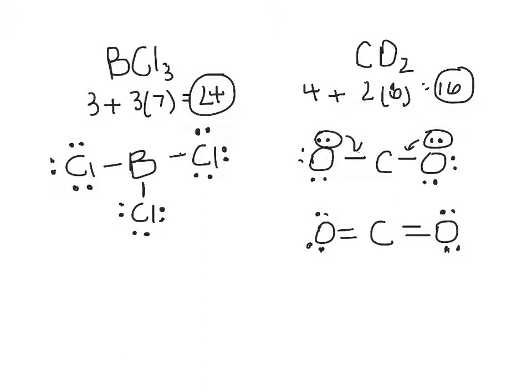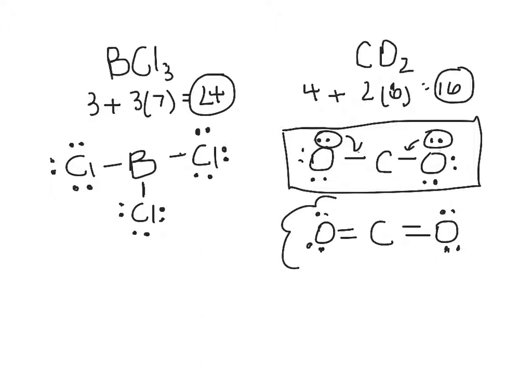Anytime that you get to the end of a structure, like you did up here, and you don't have enough valence electrons, you're going to have to share extra electrons. So keep that in mind when you're doing your structures. It's important that you pay attention for that.